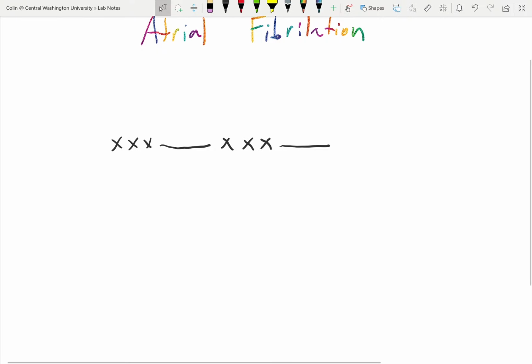Irregularly irregular would look something like this, right? It's just totally, like, it makes no sense. There's no pattern to it. It's all over the map. And that is what atrial fibrillation is.